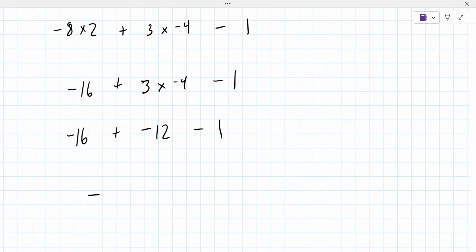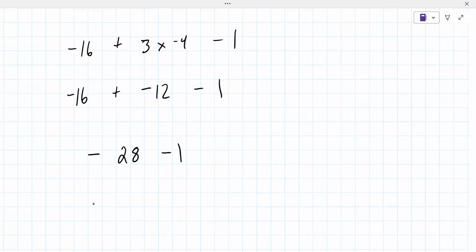-28. Okay, and then -28 minus 1. Again, they're the same sign, so that'd be -29. Yes. Okay. We're making some progress here.